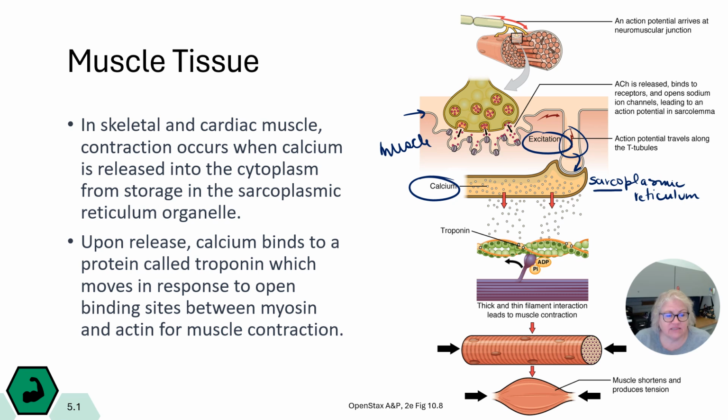So upon release, calcium binds to a protein called troponin. Here you can see troponin, and you can see the little calcium ions, the little gray circles, binding to the troponin. That will move in response and open up binding sites between myosin and actin for muscle contraction. As long as troponin is bound to the actin, the myosin can't bind. But once we have calcium, that's going to move it out of the way, and then the myosin can bind to it. So we need calcium to open up that spot for myosin to bind. So we can't contract muscles without calcium.